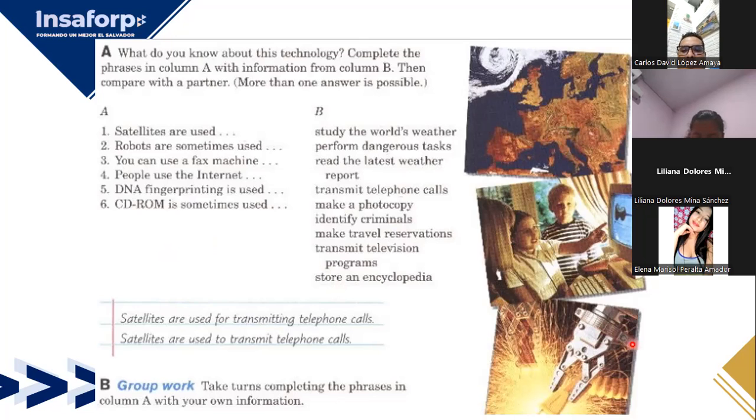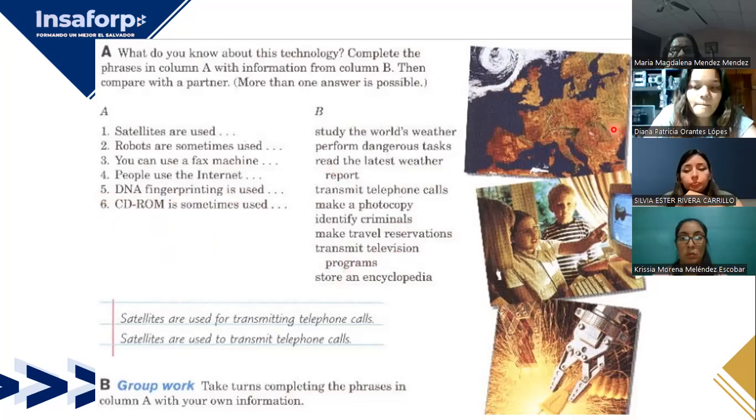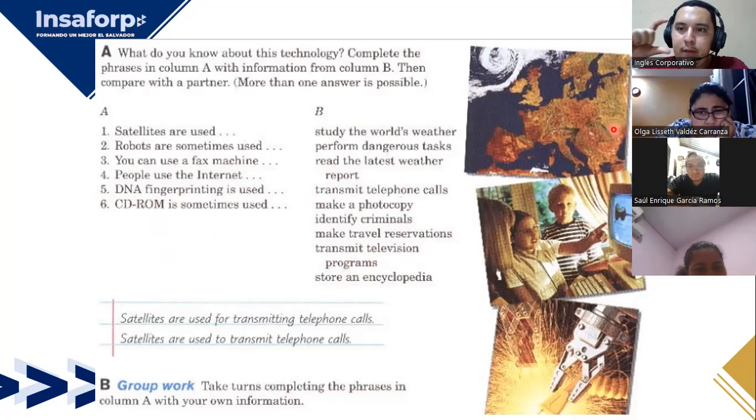Okay, let's see Catherine. Hello. Hello, teacher. Hello, Catherine. Do you mind helping me with number 5, DNA fingerprint is used... to identify criminals. Remember, if in this case you are using the infinitive, you are going to say to identify criminals. In the case that you use just the gerund, you're going to say is used for identifying criminals. One thing is the infinitive to, and another one is the gerund. Okay, I don't know if you get the idea. Okay, thank you.